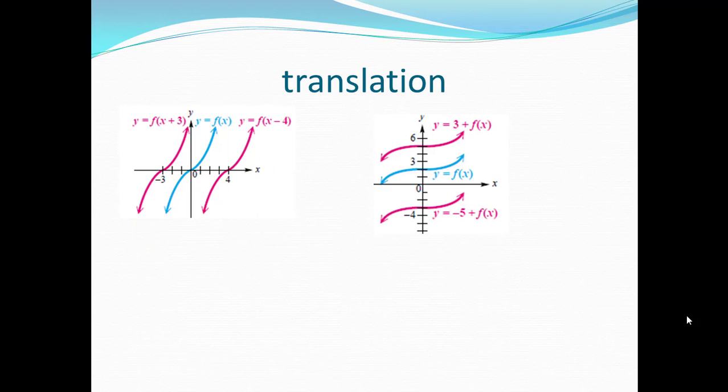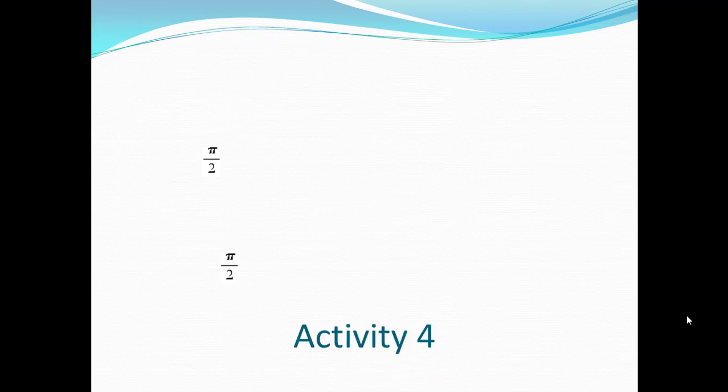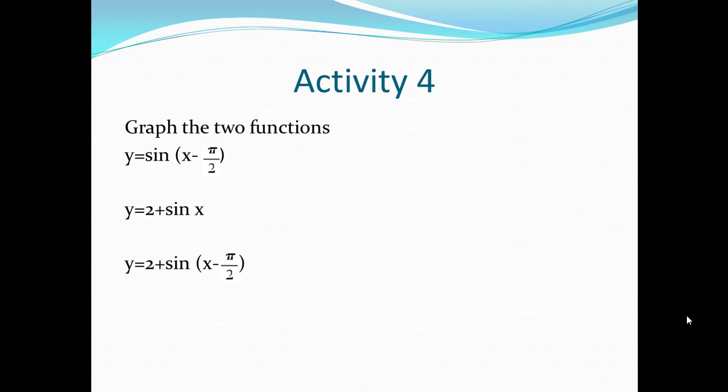About the translation: if I put plus or minus with x, with the angle, that means I am shifting to the right or shifting to the left. If I make the function 3 plus sine x or 3 minus sine x, it will be shifting up and down. Now in activity number 4 we have three functions: y equals sine of x minus pi over 2, y equals 2 plus sine x, and y equals 2 plus sine of x minus pi over 2. I ask you to graph these functions and to determine the translation for each function.